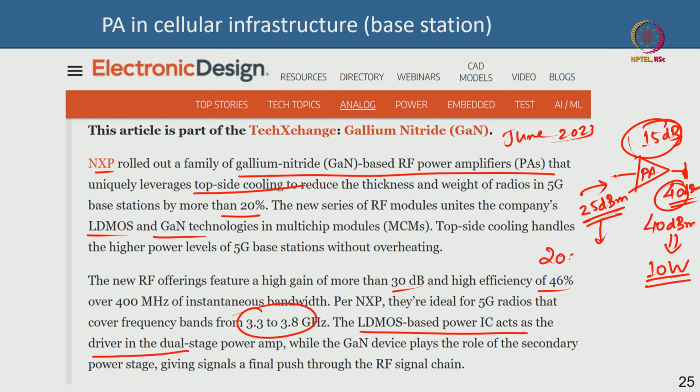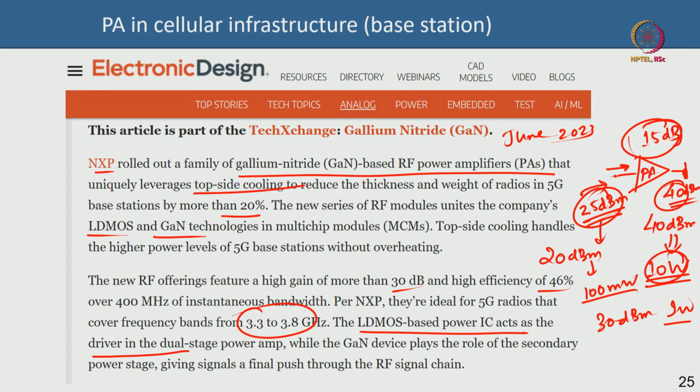So 20 dBm is 100 milliwatt, and 30 dBm is 1 watt. So this 25 dBm is between 100 milliwatt and 1 watt. It could be a few hundred milliwatt. So a few hundred milliwatt has to be given in the input, and the output will be 10 watt. That is your power amplifier.